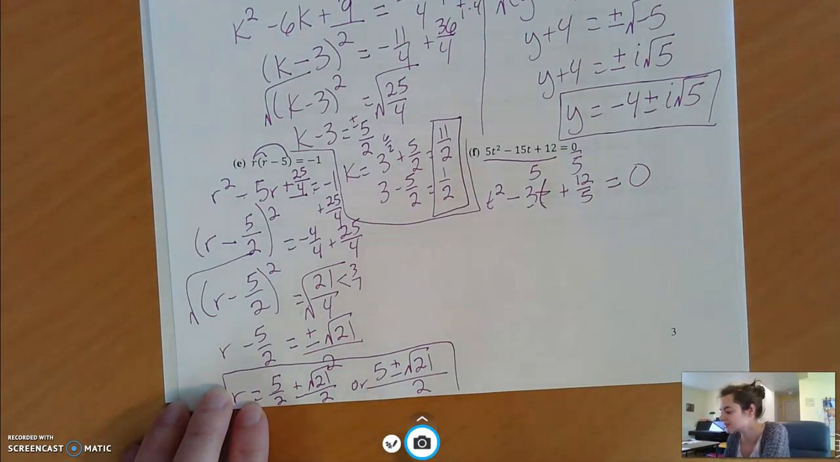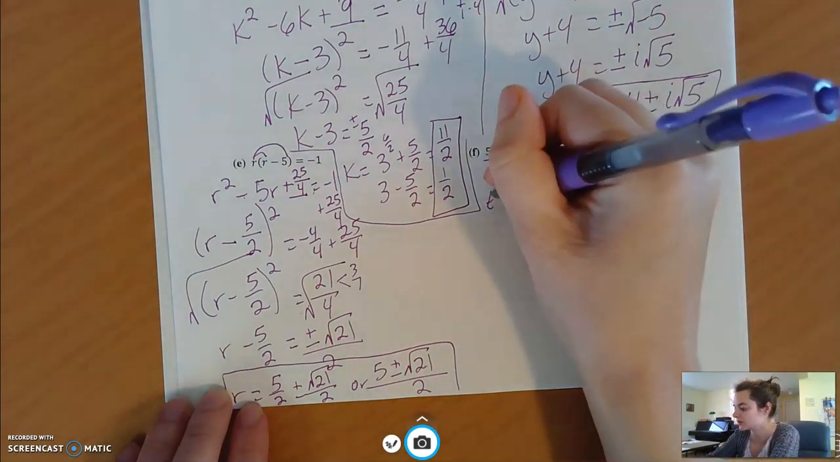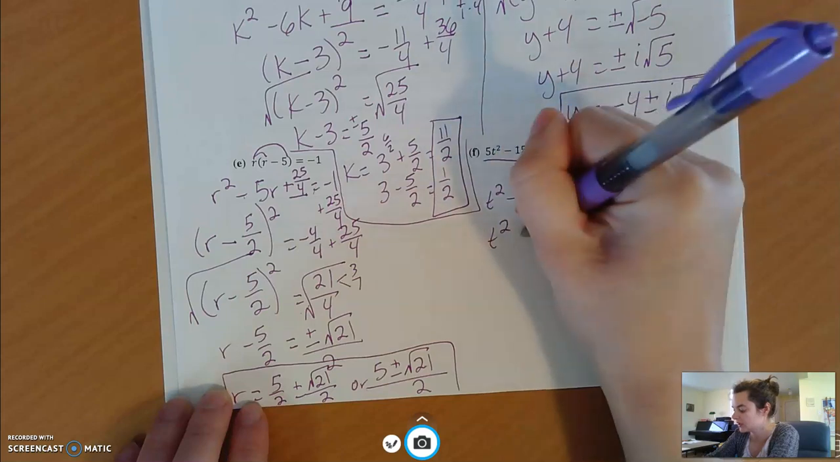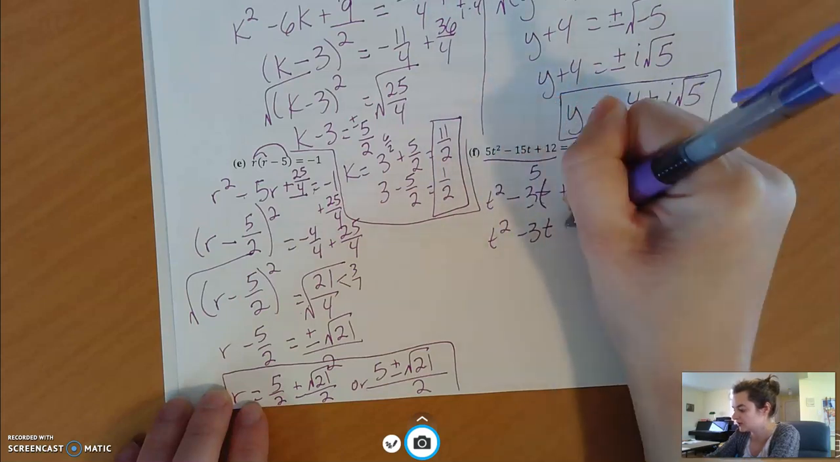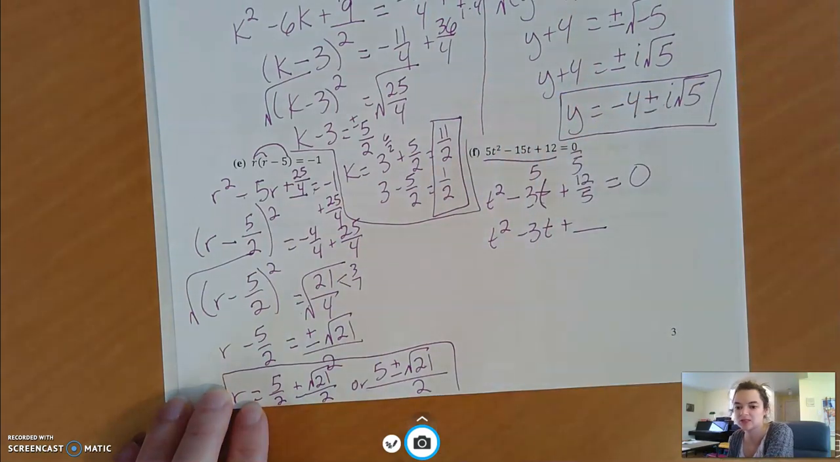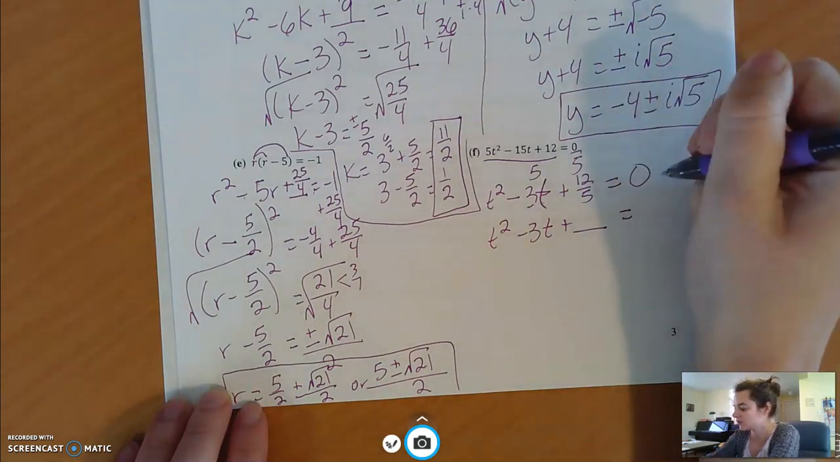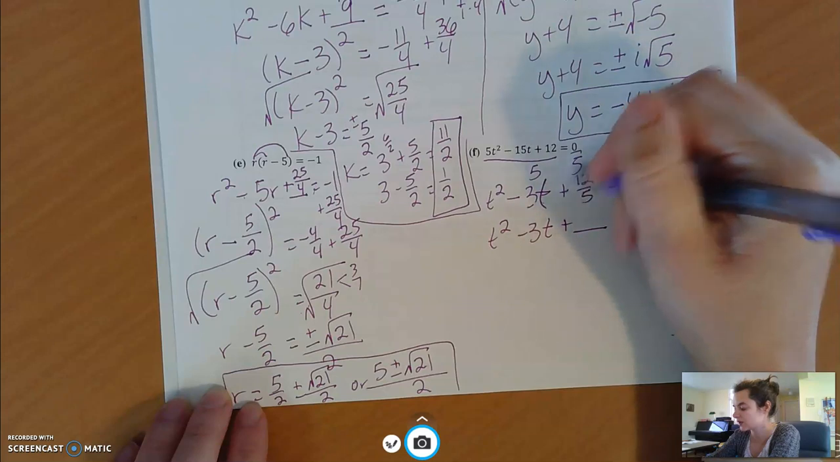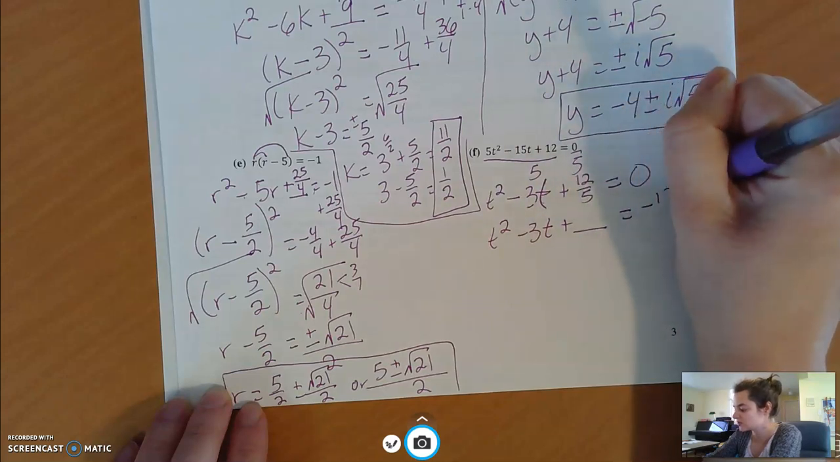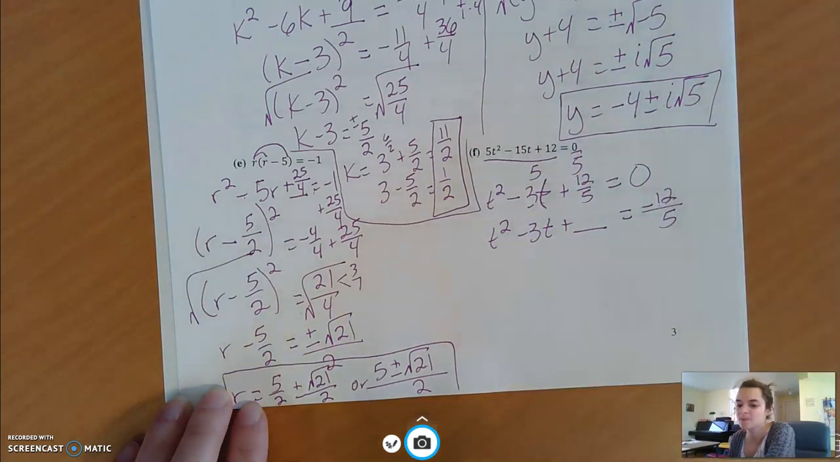Okay, let's get that set up for completing the square. So I'm going to keep my t squared and my minus 3t over here. I'm going to have a plus blank to give myself space for completing the square. And I'm going to move that 12/5 away. So I'm going to subtract 12/5 from both sides.